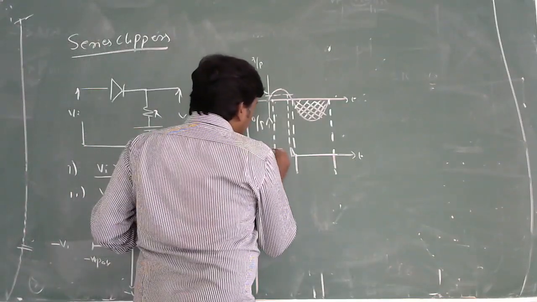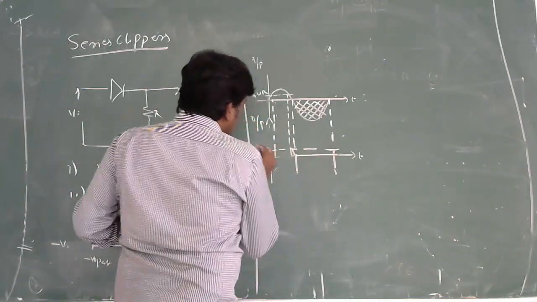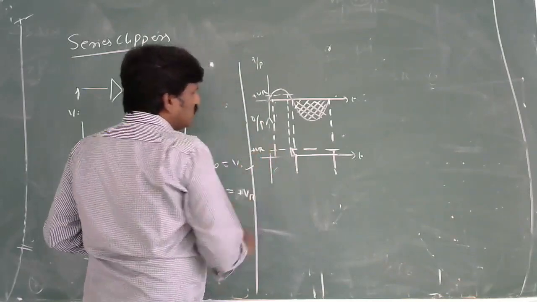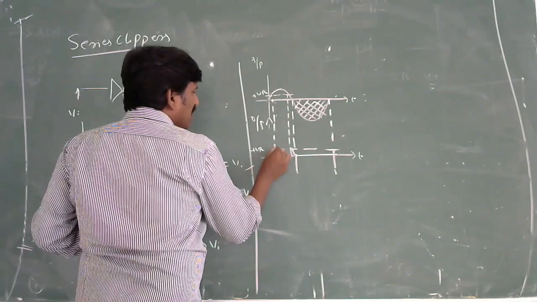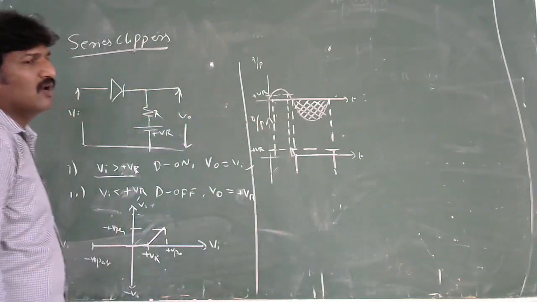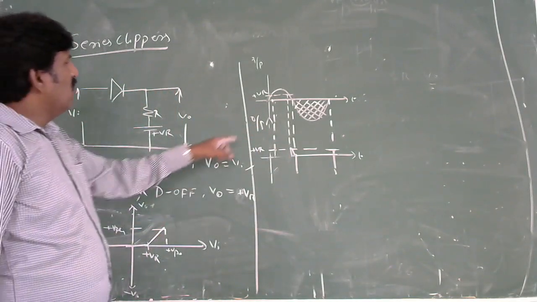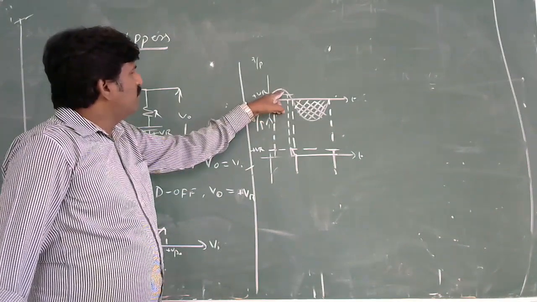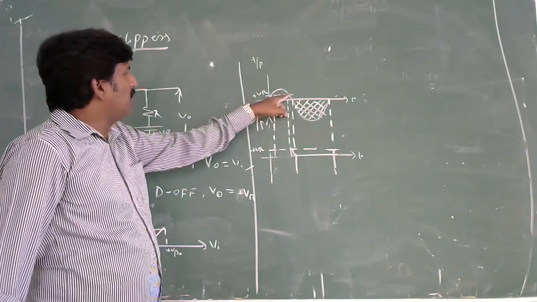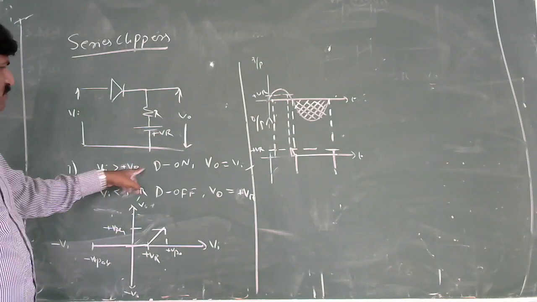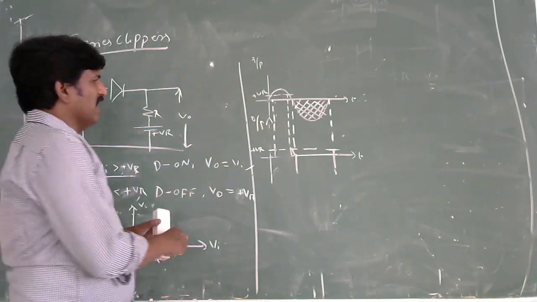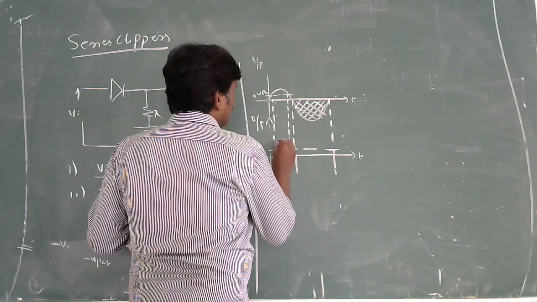The same point you can take here, it is the positive V reference. It means that from 0 to plus VR, the output follows the plus VR only. After this plus VR, the input is greater than the plus VR. From here to here, observe that Vi is greater than plus VR, so V0 follows Vi. It means it is the same replica.